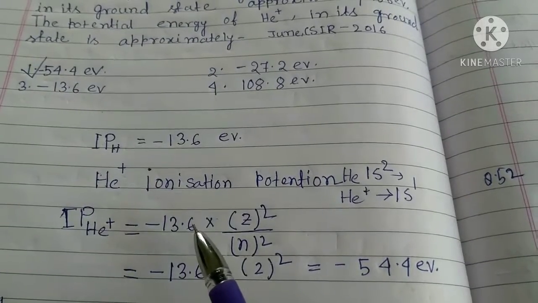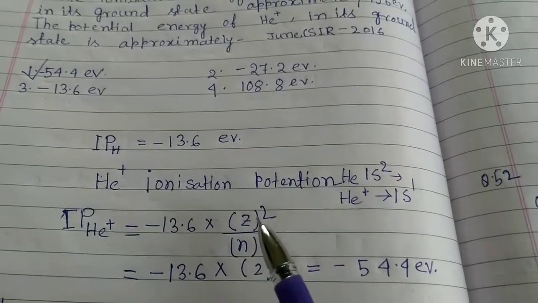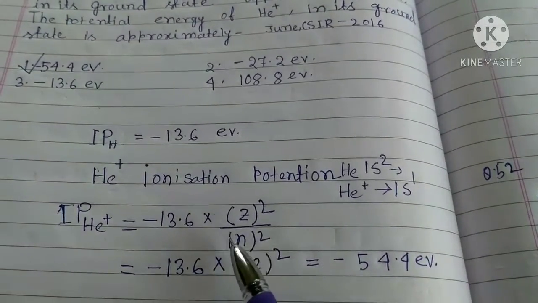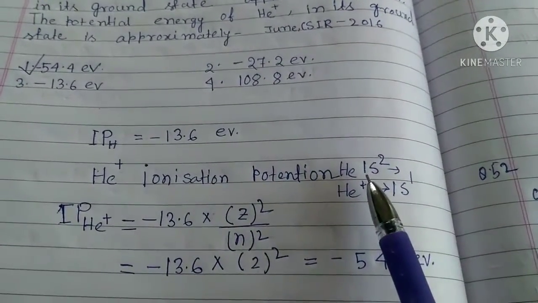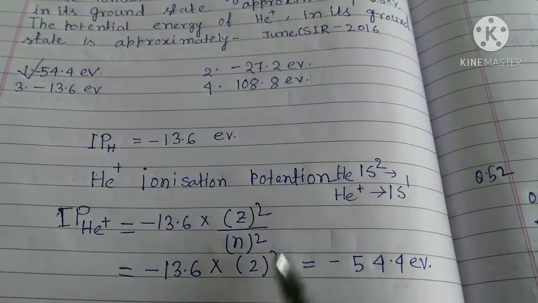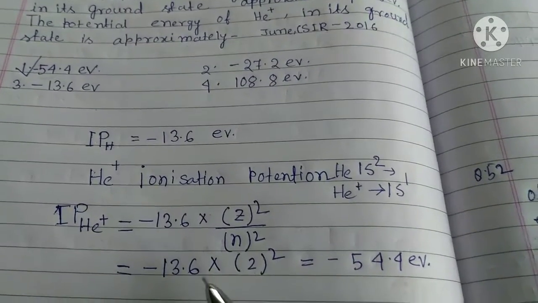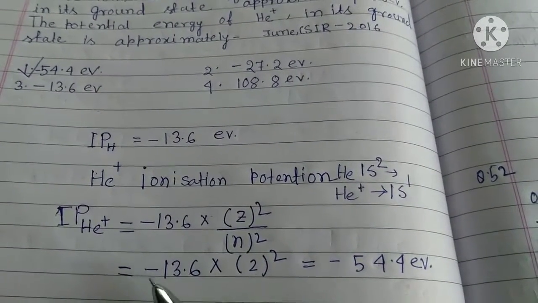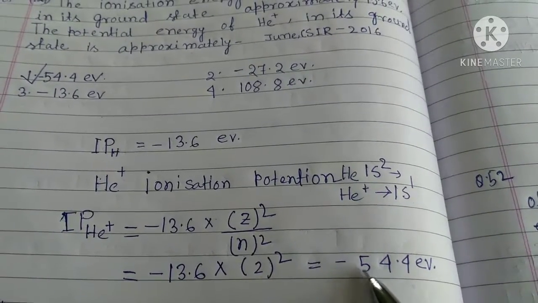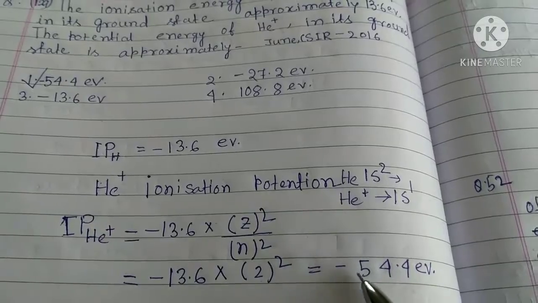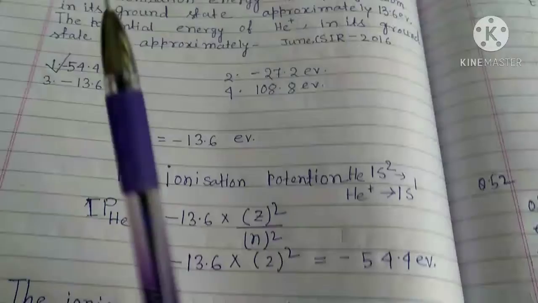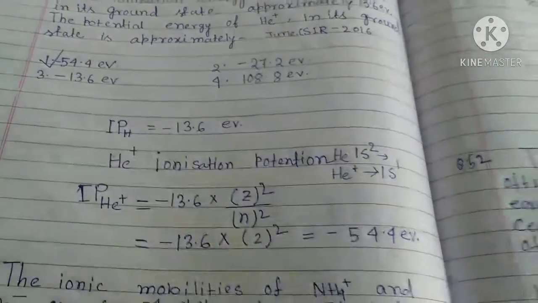is minus 13.6 multiplied by Z square upon n square. So here n is 1 because the electron is present in the 1s orbital, and Z is 2 because the atomic number is 2. So we put minus 13.6 into 2 square, and the answer is minus 54.4 eV. So the correct option is option number 1.